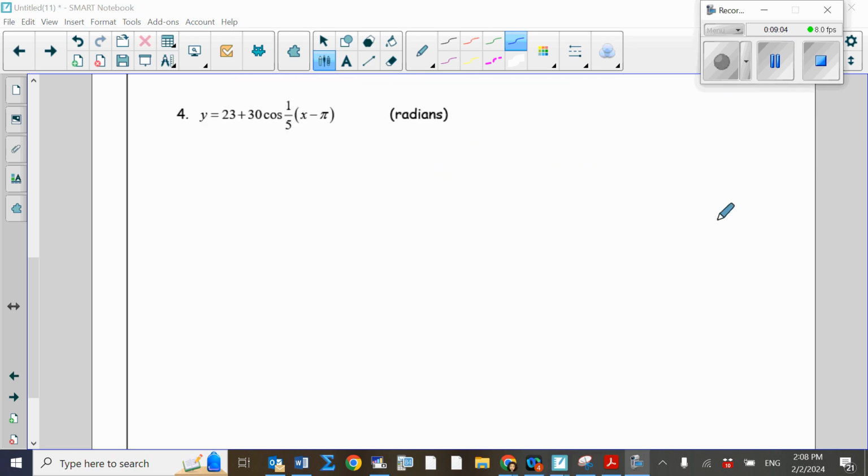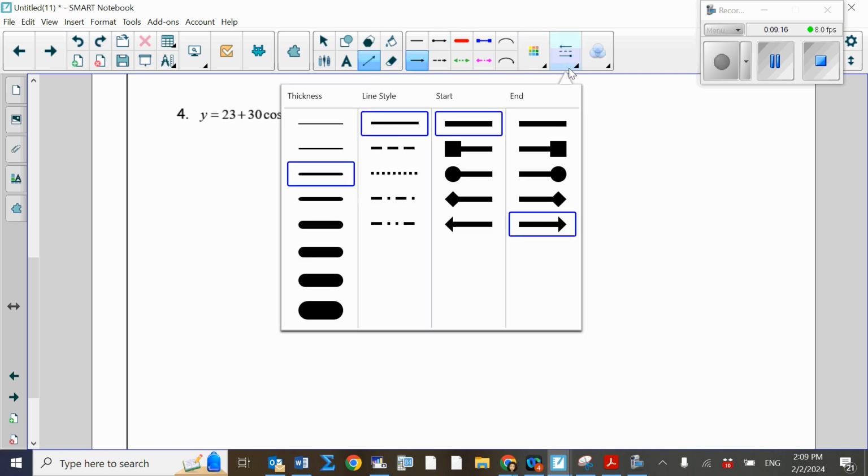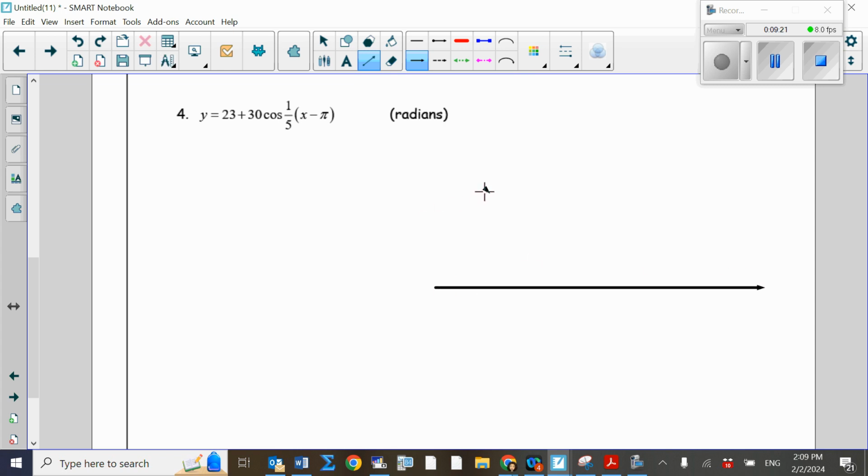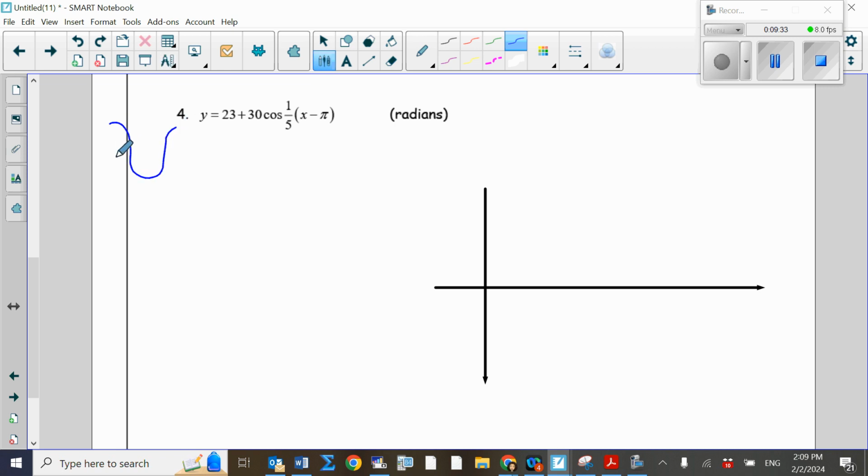Now let's work on question number 4, which is in radians. So we're going to follow the same steps. First, I'm going to graph the coordinate plane. The general sketch of the graph is again cosine, so up, middle, down, high. This is the general form of the function. We're going to follow the same pattern basically.